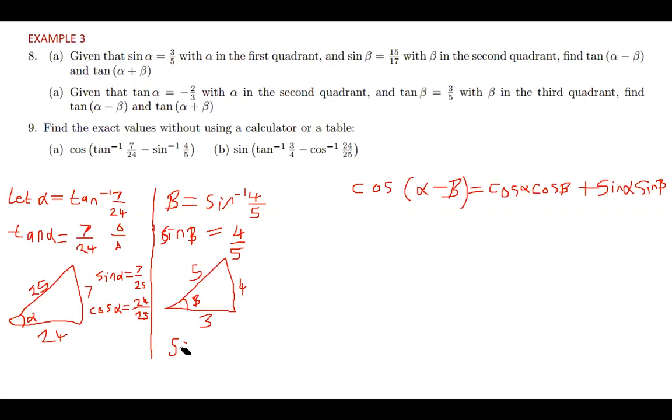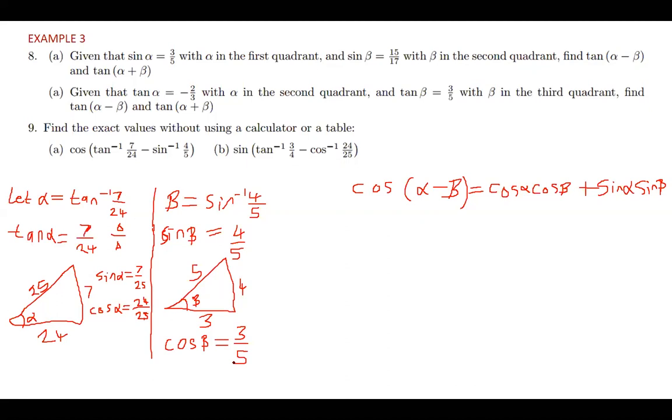From this equation here, if you check, cos alpha we've already found. Cos beta is the one that we don't have. Sine alpha we have, and sine beta we have. So we're finding cos beta. Cos beta is nothing but cos is adjacent, which is 3 over hypotenuse, which is 5.